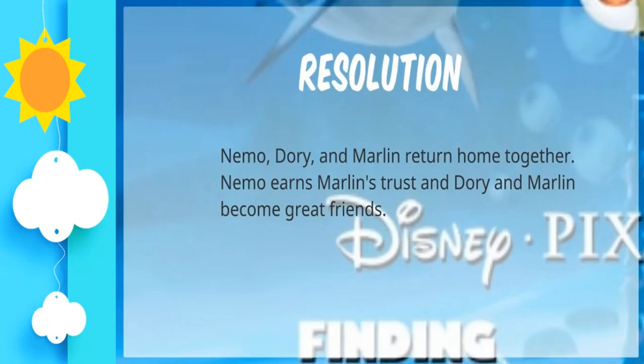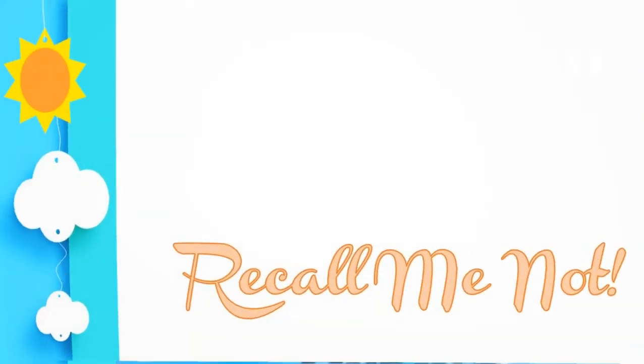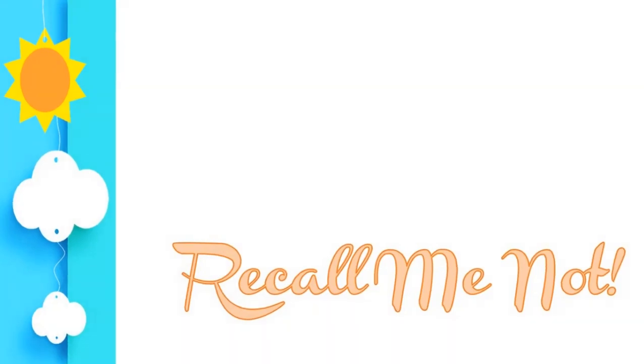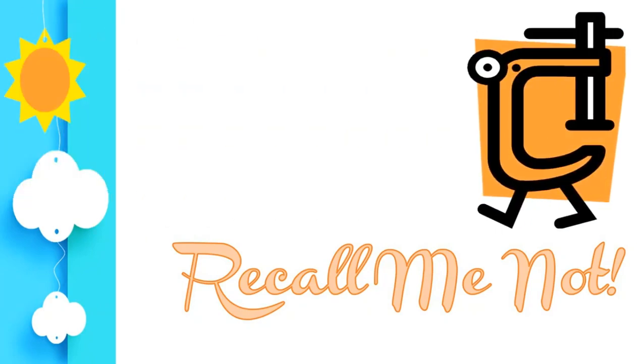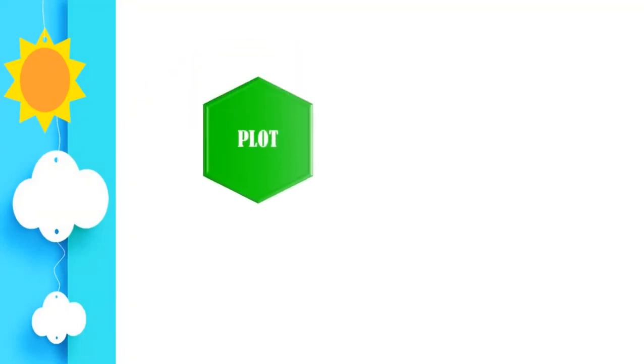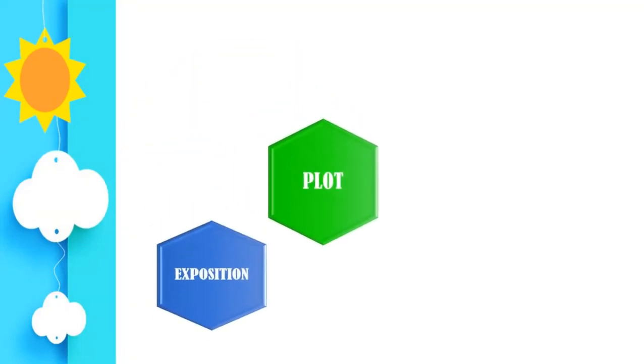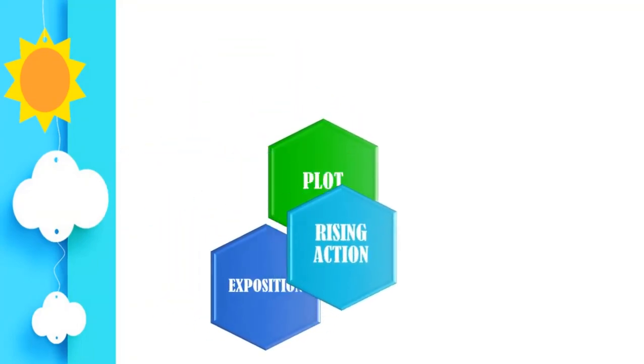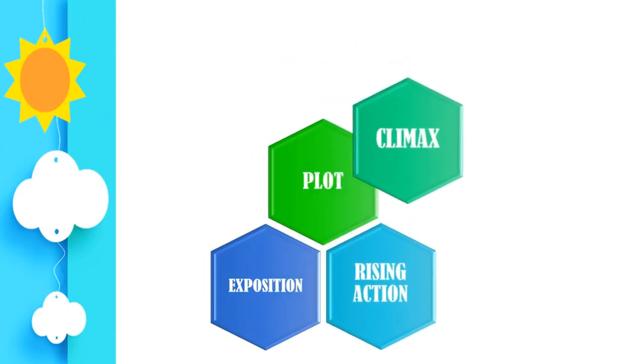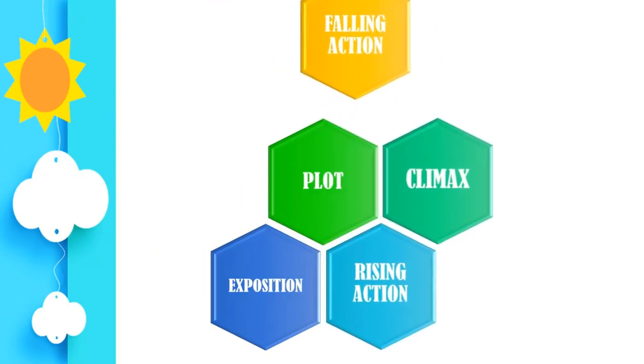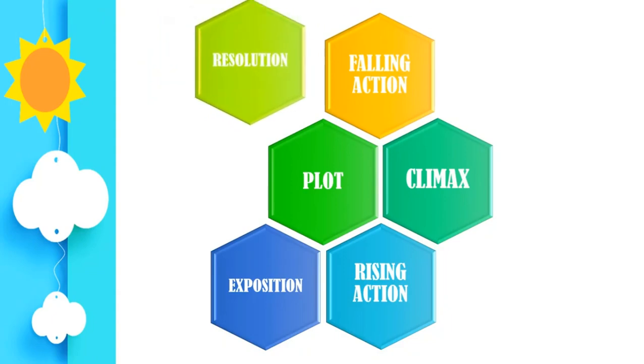Now, after discussing the parts of the plot, we can now have this activity. You will ask your students if they are able to recall the parts of the plot. This should be based on the correct logical sequencing. For plot, we have the exposition, the rising action, the climax, the falling action, the resolution.